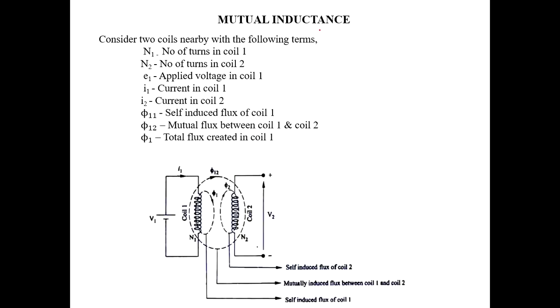Next one is the mutual inductance. Consider two coils nearby with the following terms. Here consider these two coils. N1 is the number of turns in coil 1. This is coil 1, number of turns is N1. This is coil 2, number of turns is N2. E1 or V1 is the applied voltage in coil 1. Current in coil 1 is I1. I2 is the current in coil 2. Phi 11 is the self-induced flux of coil 1. Phi 12 is the mutual flux between coil 1 and 2. Phi 1 is the total flux created in the coil.